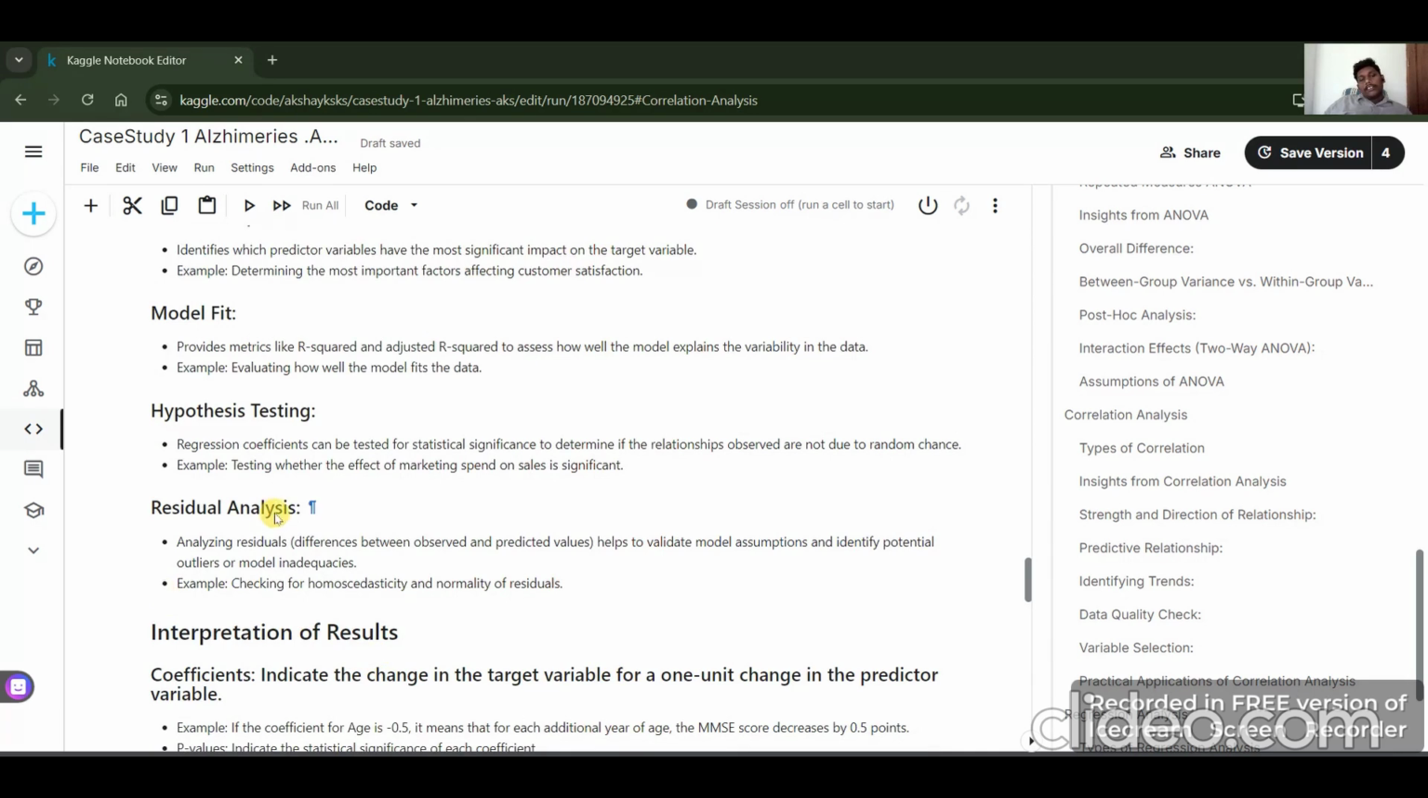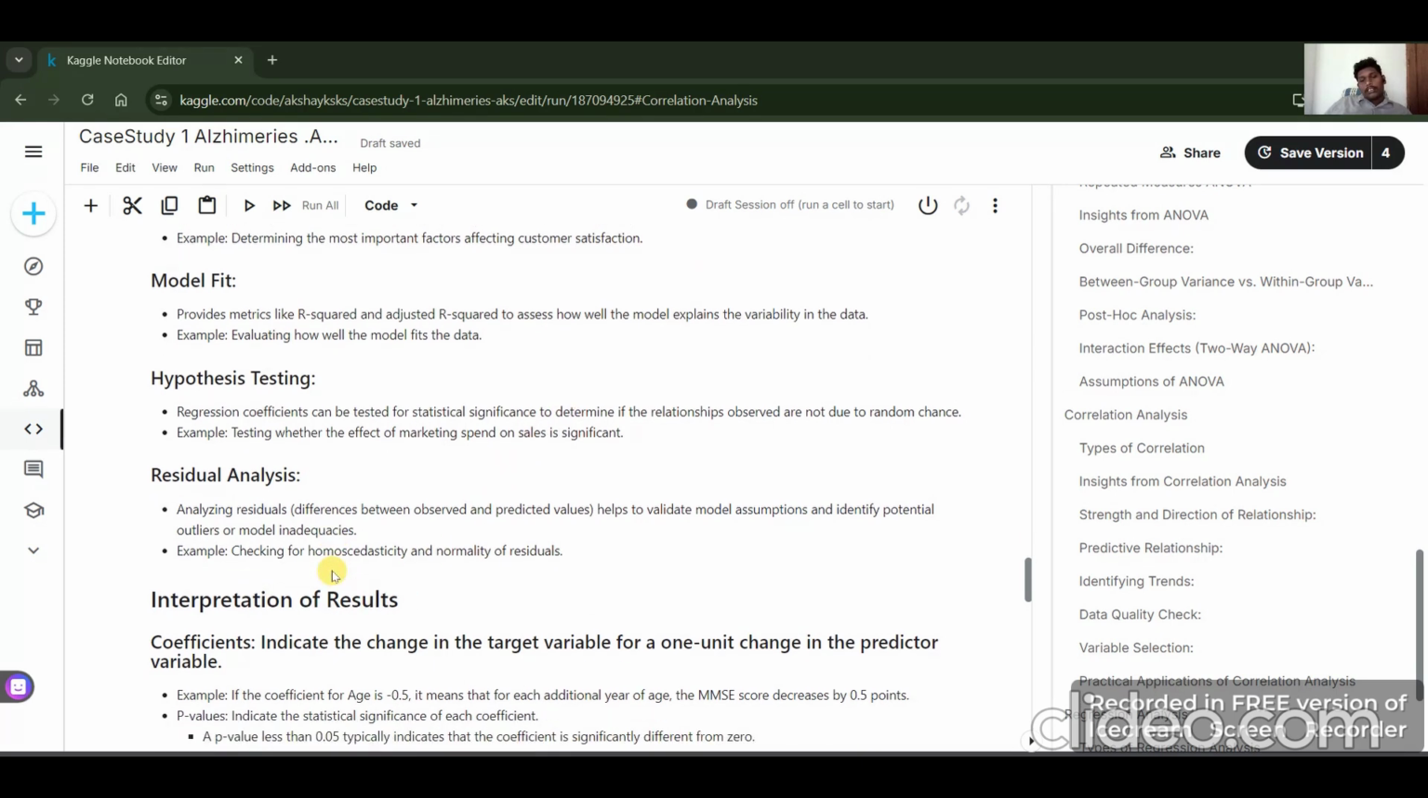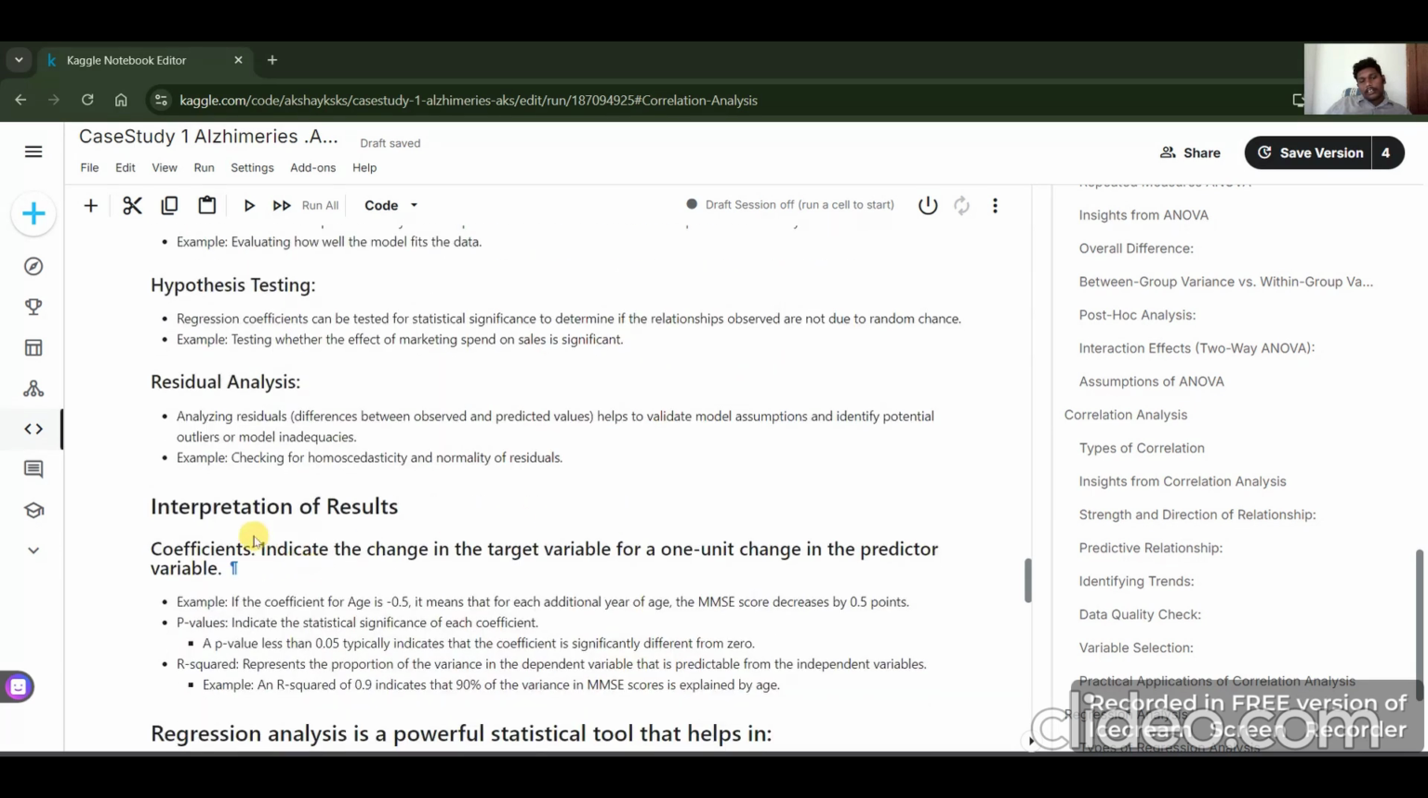Residual analysis: analyzing the residuals, the difference between observed and predicted values, helps to validate model assumptions and identify potential outliers or model issues. Example: checking for homoscedasticity and normality of residuals. Next, we can discuss interpretations of results.